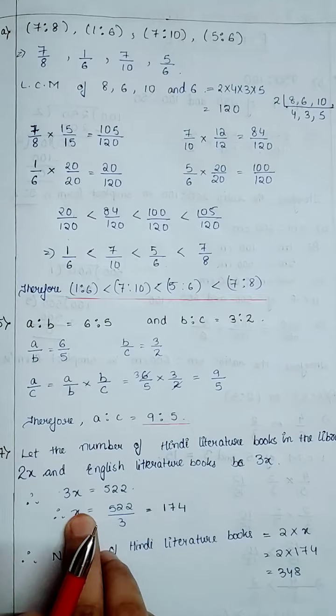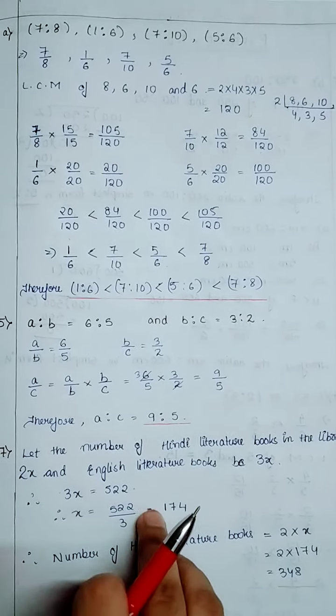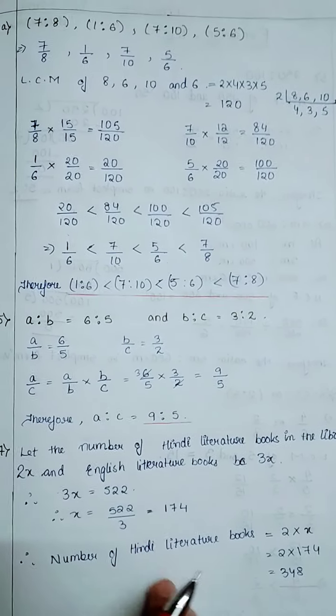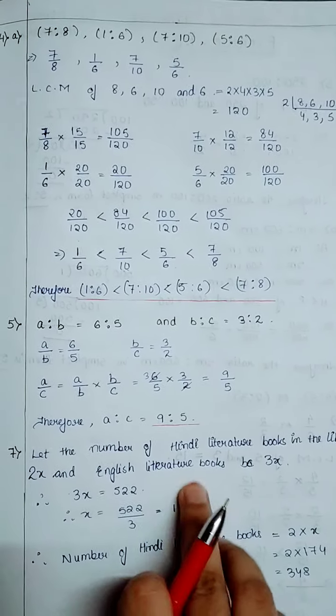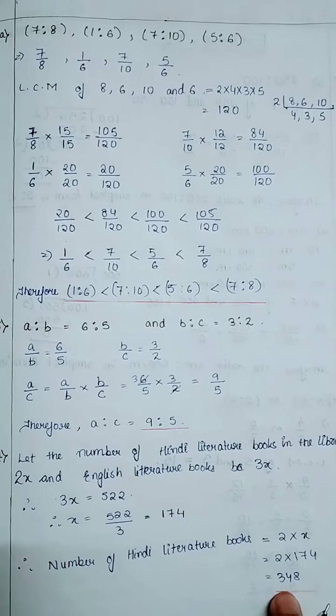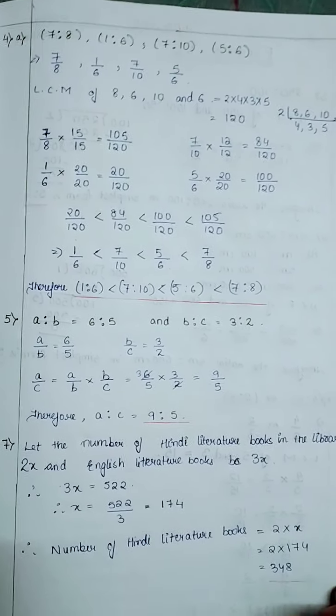Now we will find the x value, so this 3 will go to the right hand side and it will be divided. So 522 upon 3 is equal to 174. Now the number of Hindi literature books will be 2x. So put the value 174 in this equation. 2 into 174 is equal to 348. So the number of Hindi literature books is equal to 348. This is our answer.